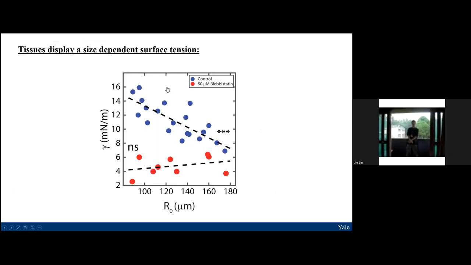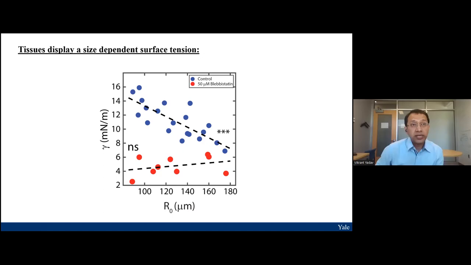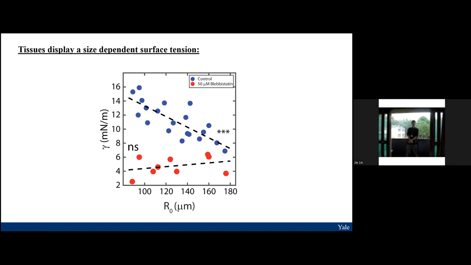Just to make sure, so you mean the surface tension is the instantaneous surface tension, because the R naught is changing with time, so the surface tension is also changing with time. This tissue, yeah, we're talking about surface tension over time scales which are much smaller than the cell division time scales. So right, the R naught is the instantaneous radius of the tissue, which is changing with time from the movie you showed.